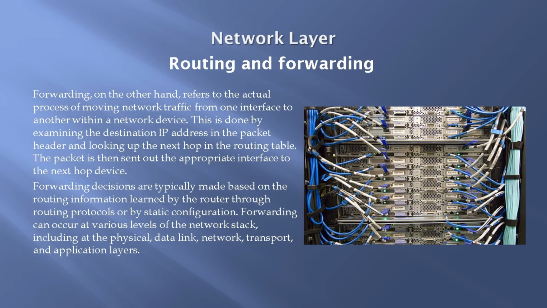Forwarding, on the other hand, refers to the actual process of moving network traffic from one interface to another within a network device. This is done by examining the destination IP address in the packet header and looking up the next hop in the routing table. The packet is then sent out the appropriate interface to the next hop device.